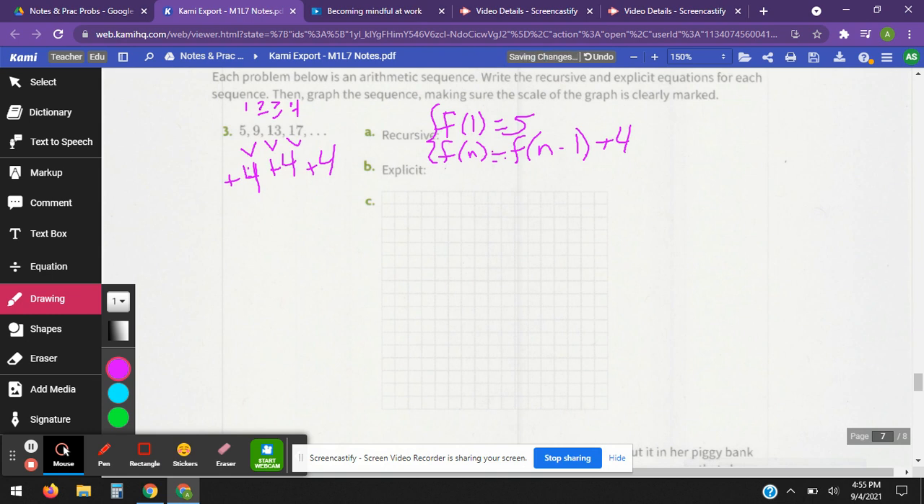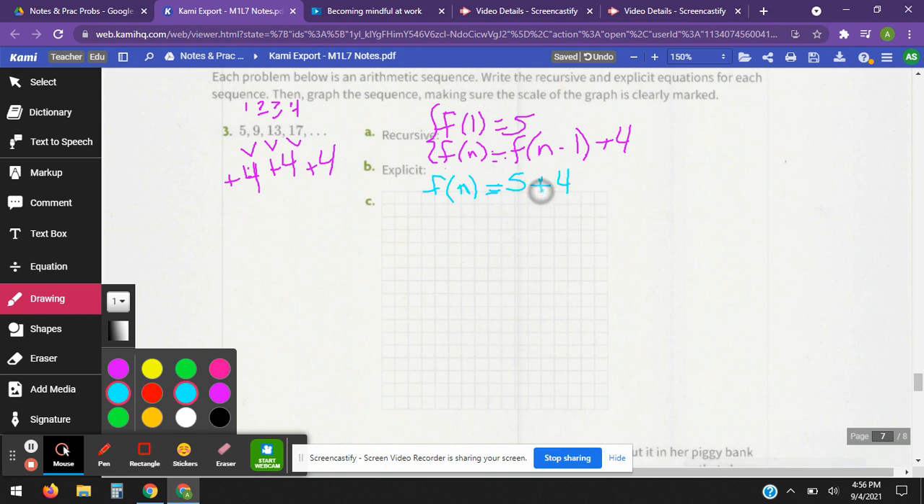So when I turn that to an explicit equation, use a different color for explicit, I know from what I was just doing up there, that's my first term plus 4. And since I'm starting with the first term up here, I don't need quite as many plus 4s as the term number. So there we go. There's our equation for that.